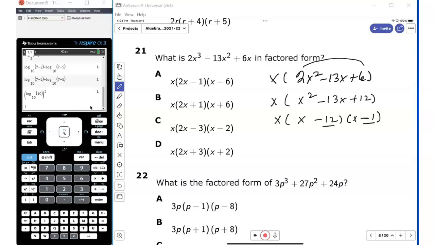And then you're going to bring in the 2 again. So you have x minus 6 and x minus 1/2, and you're going to kick up the 2, so it's going to be 2x minus 1. So your answer is A.